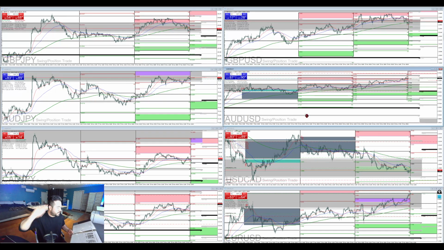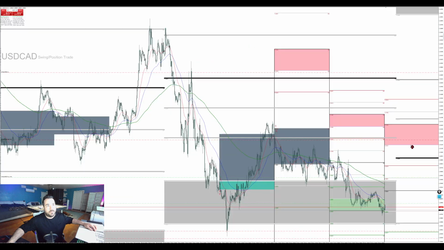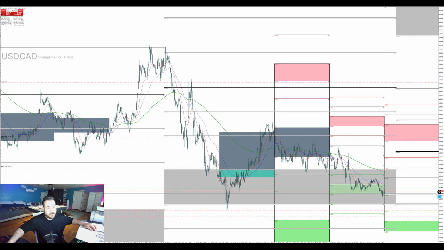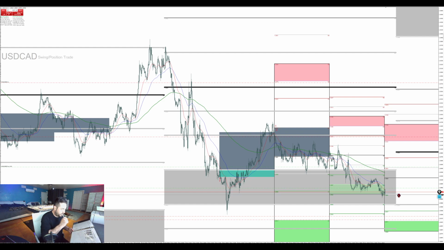I need to adjust my USD CAD to take profits that I had sold way up here, way back. That was order number 625062, which is this number right here. So it's going to come right down to here. Okay, got that taken care of. So we'll go back to the USD CAD here shortly.